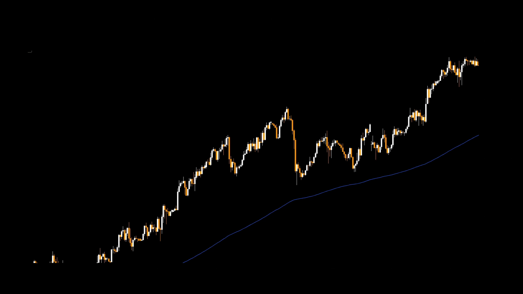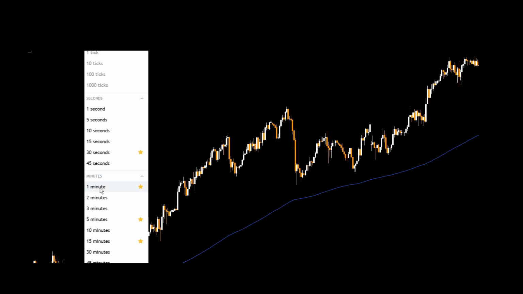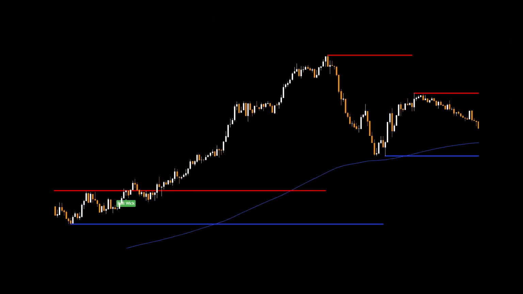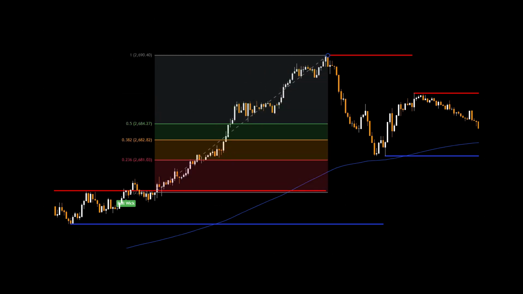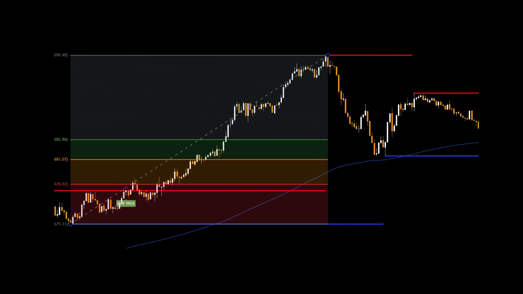Perfect. Now that we've confirmed the trend, switch to the 1 minute time frame for precision entries. Here's where the magic of Fibonacci comes in. Select your Fibonacci tool and mark the levels by dragging it from resistance to support, or simply from red to blue zones.